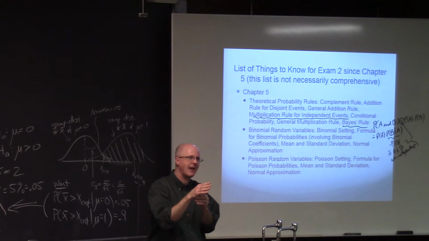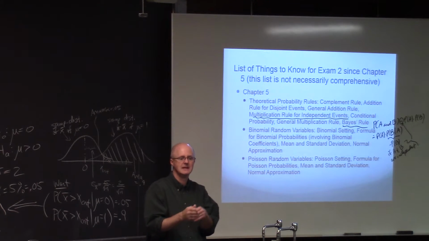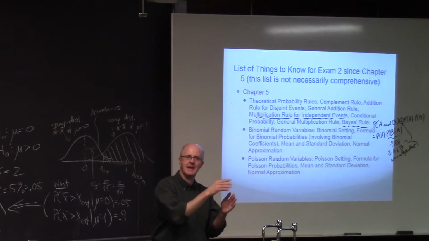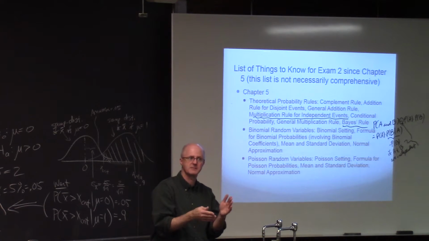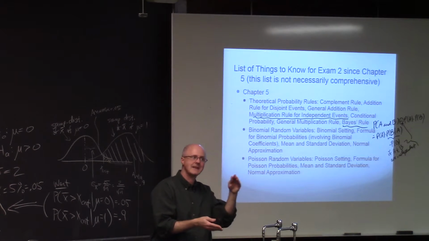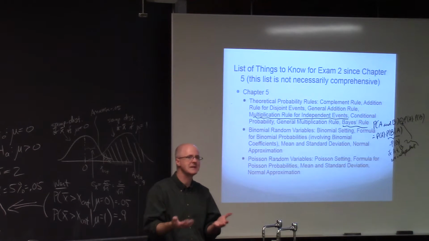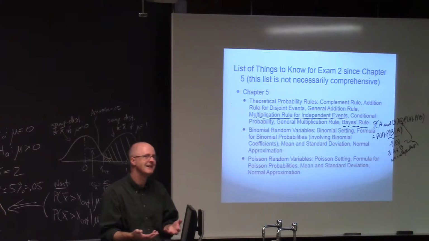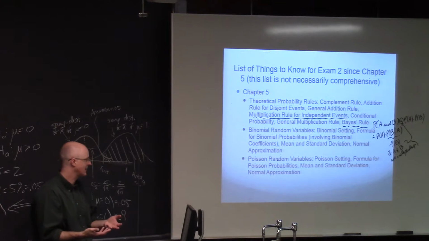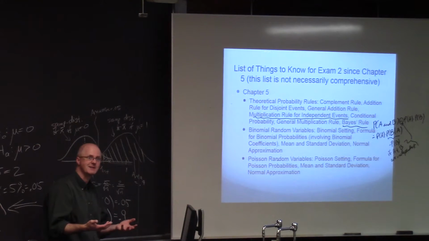Times p to the k, where k is the number of successes you're thinking about, and p is the probability of success, times 1 minus p to the n minus k. 1 minus p is the probability of failure. n minus k is the number of failures. I'm quickly saying this verbally. I don't know if you're tracking with me. Look in the book for the formula. Try to recall it from memory, okay, when you're practicing these things.